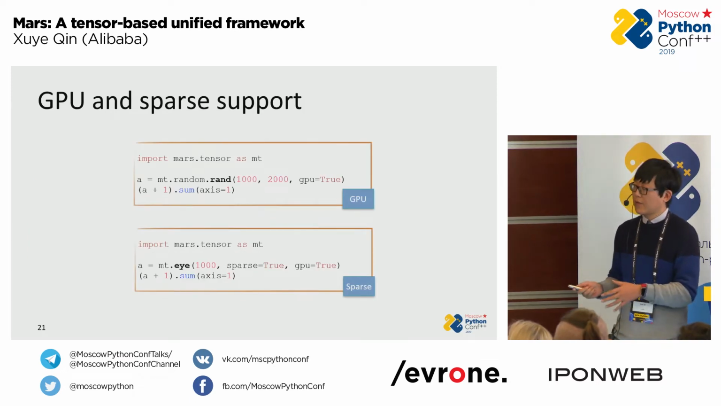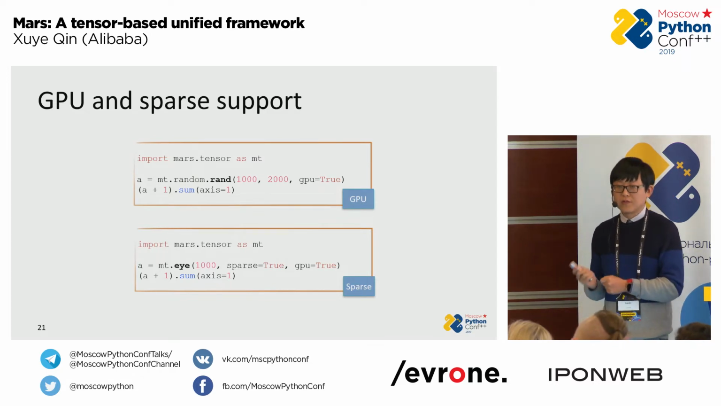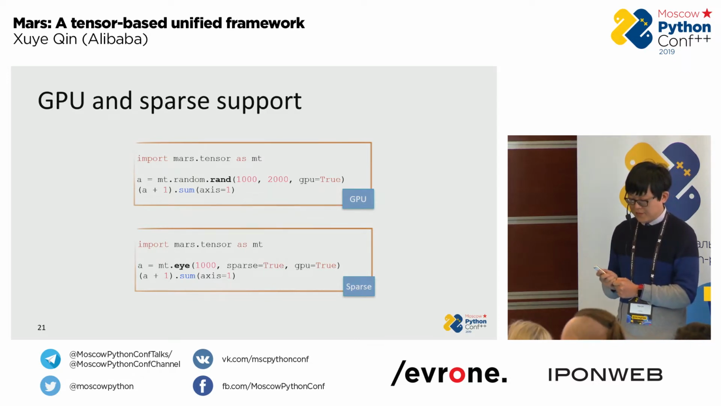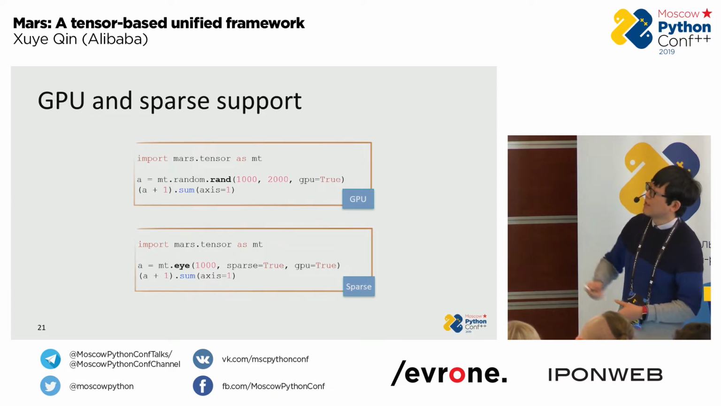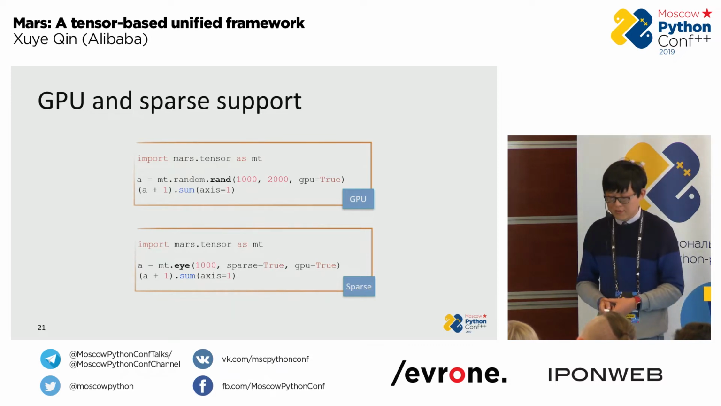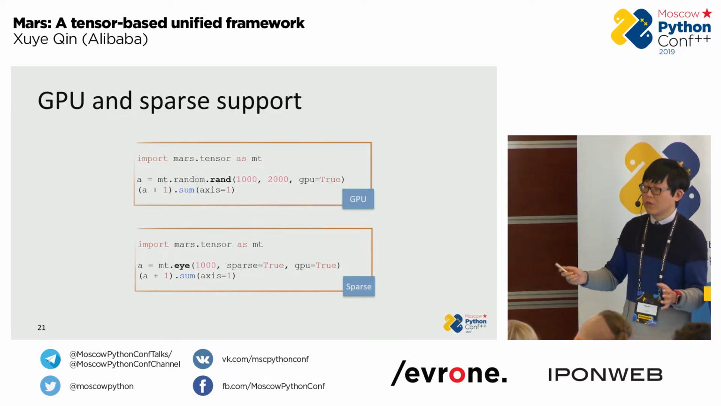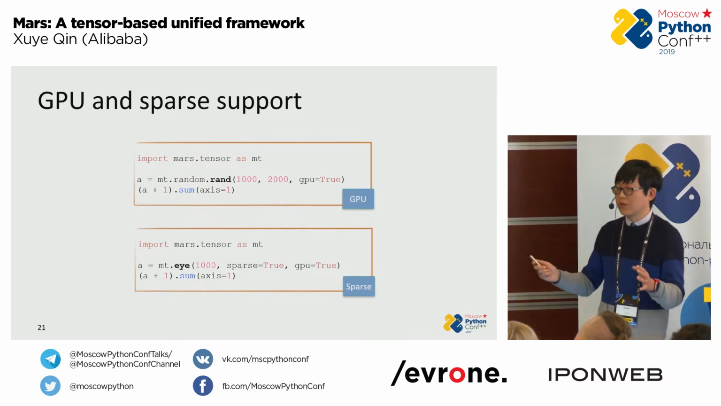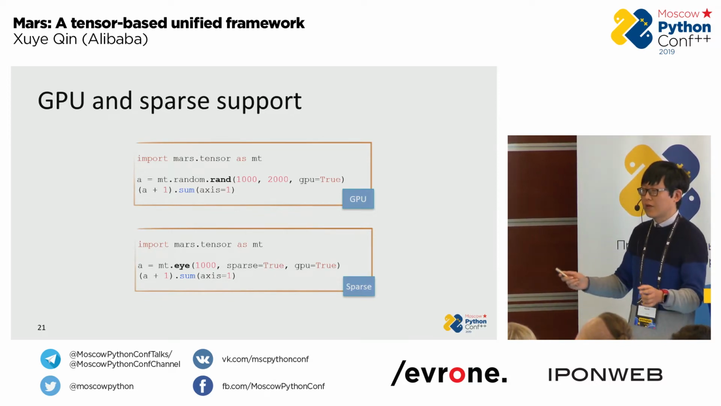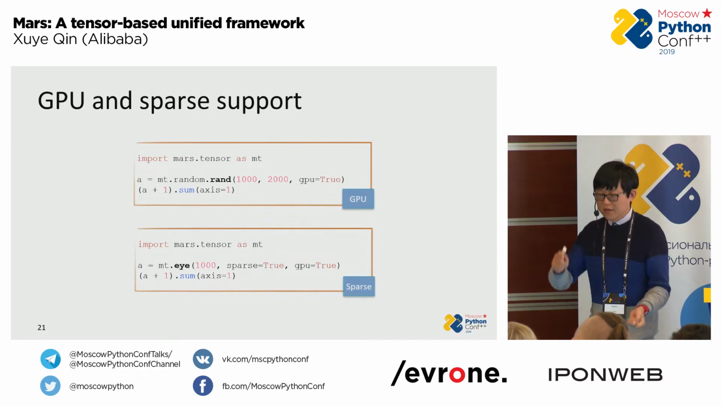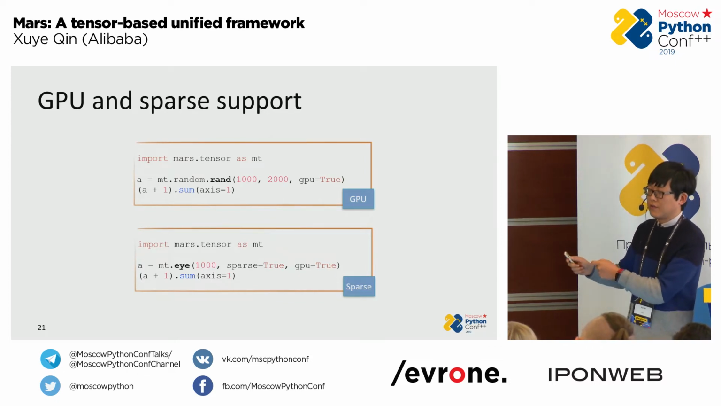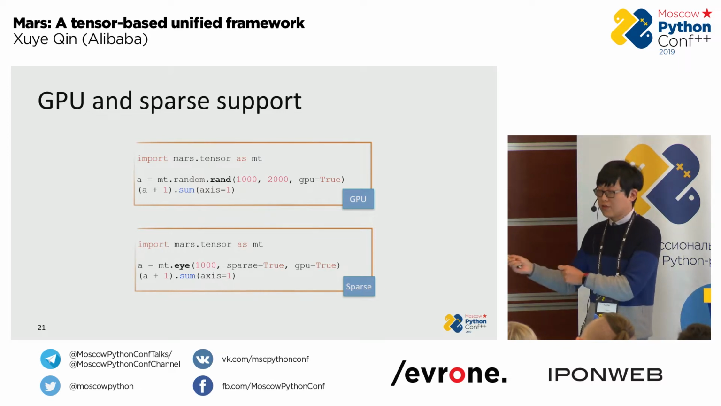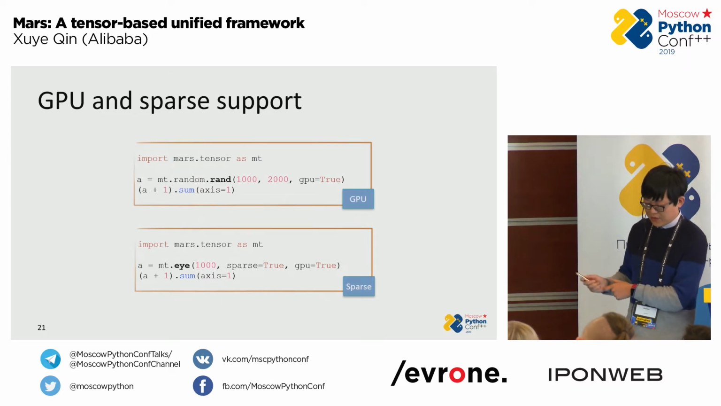Except for the Numpy part, we also extend the ability to the GPU and the sparse support. If you want to create a tensor on GPU, you can just assign gpu equals true. So when it comes to the real execution, the tensor will be allocated on the GPU, and the upcoming computation will also happen on the GPU. So just one line of code modification.